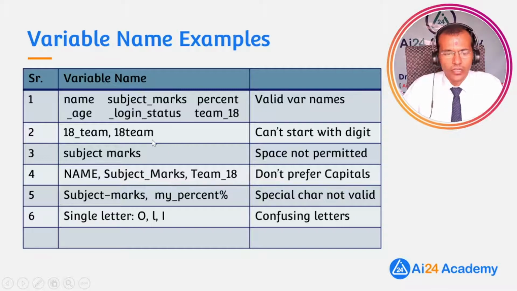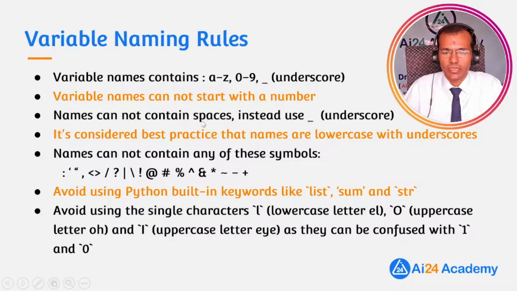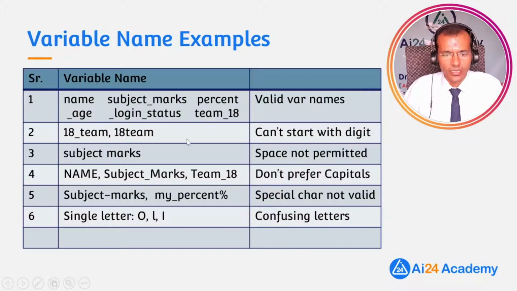The third thing is that a variable name cannot contain spaces. If we want to have two words in a variable name, then we can separate the words using an underscore instead of a space, as we have seen over here: subject_marks or login_status. So instead of using subject space marks, we can use subject_marks or login_status, team_18. This way we can separate two different words, right? But space is not permitted in a variable.